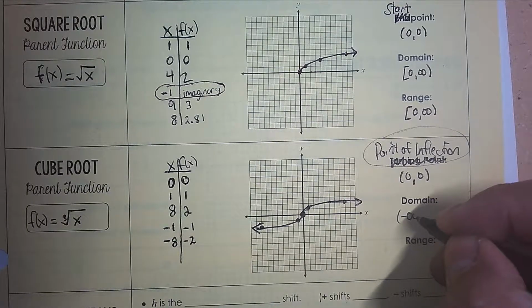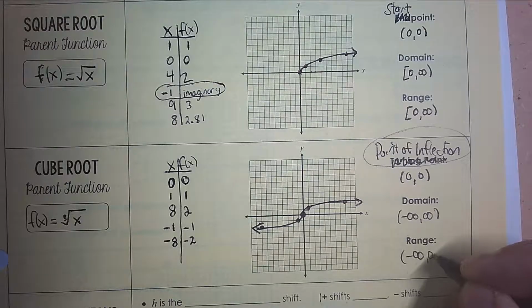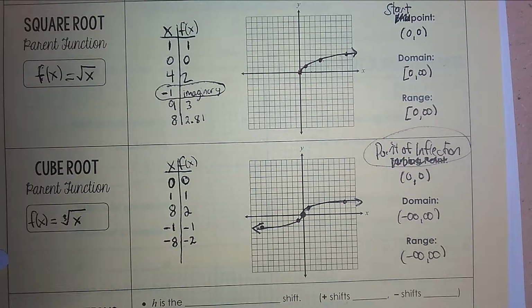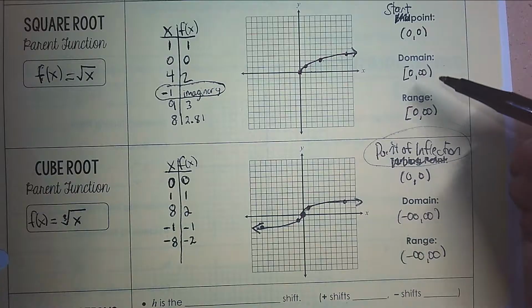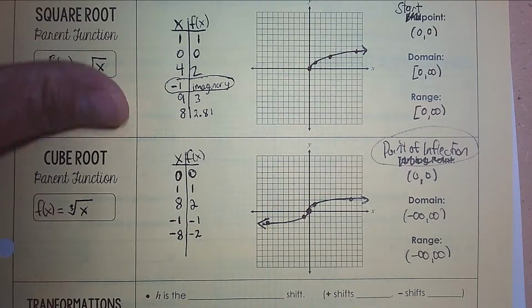Domain, you're going to like this. The domain of a cube root is all real numbers, and the range of a cube root is all real numbers, and it never changes. For a square root, when you do transformations, your domain and range can change. But for a cube root, it will always be all real numbers. Hey, we got this from, remember doing reciprocals?